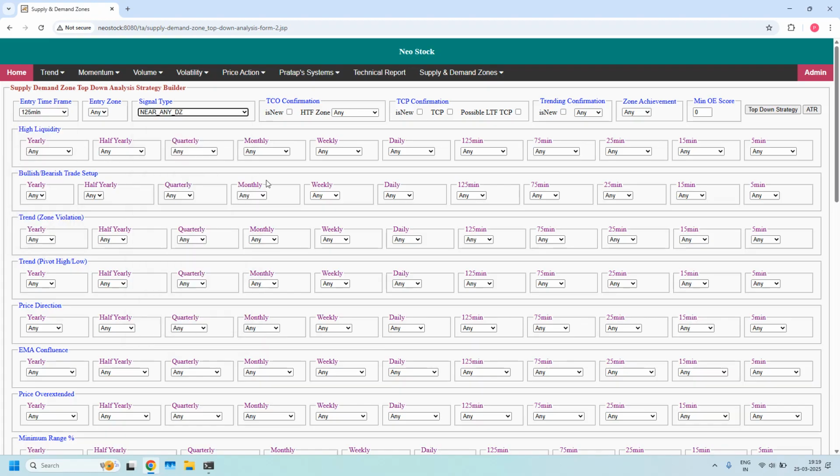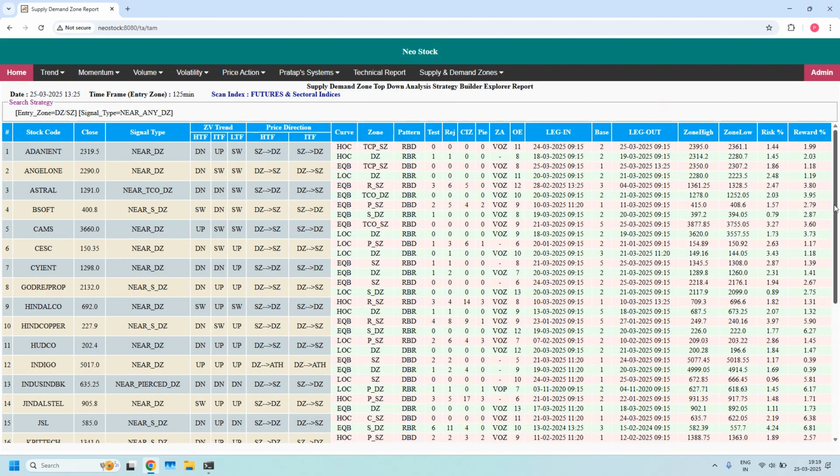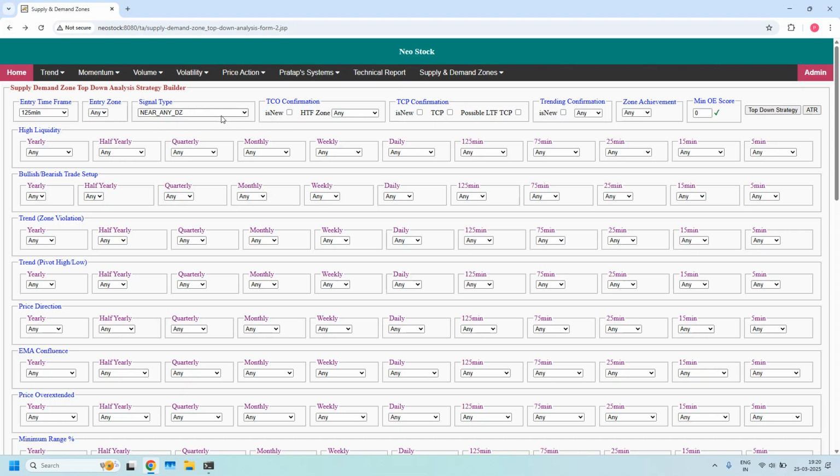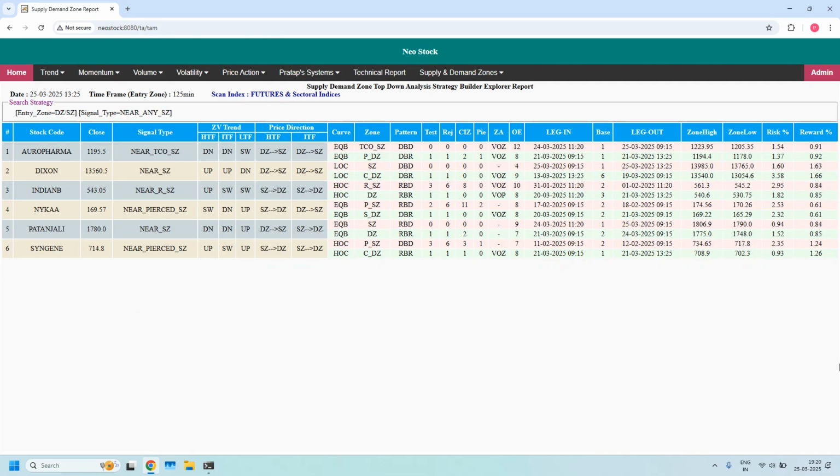Stocks near 125 minutes demand zone. First 15 stocks in the list. I'm scrolling the list down. Total 28 stocks are filtered. Okay, next. Stocks near 125 minutes supply zone. We got 6 stocks.